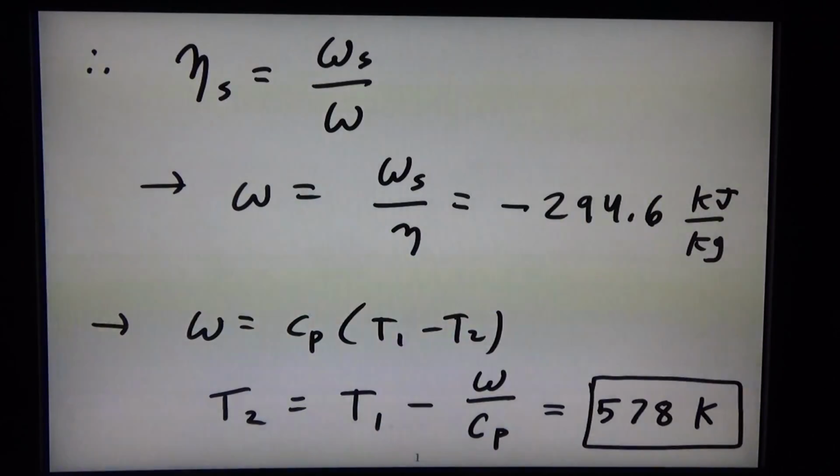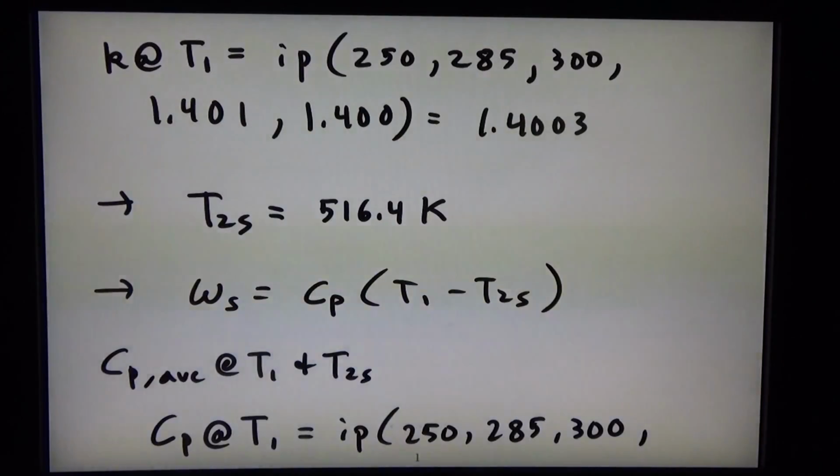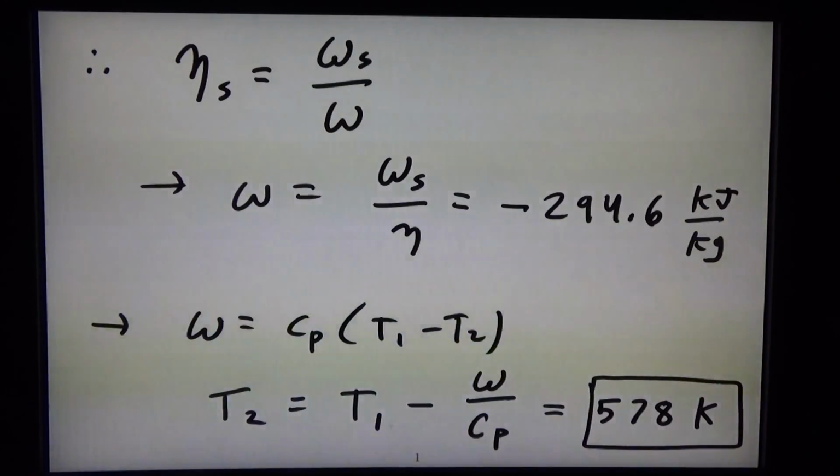So we notice that our condition still here is true. T2 is always greater than or equal to T2s. T2s was 516 and T2 is 578.